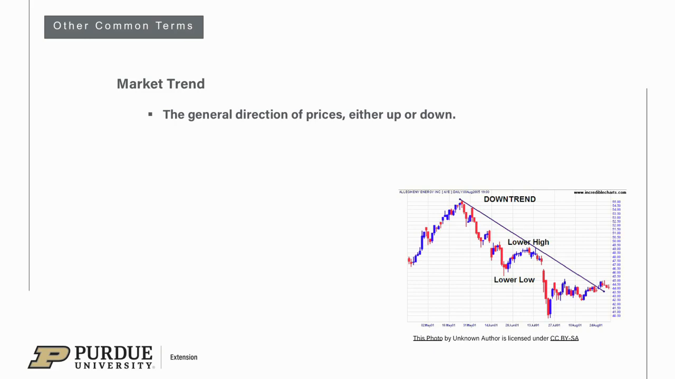Now, with that, it may be easier to see what your market trend is by looking at a bar chart. And that's usually used with technical analysis. What the market trend does is give you the general direction of whether prices are going up or going down. And so that's just like the basic level of technical analysis. Look at charts, see where prices are heading.